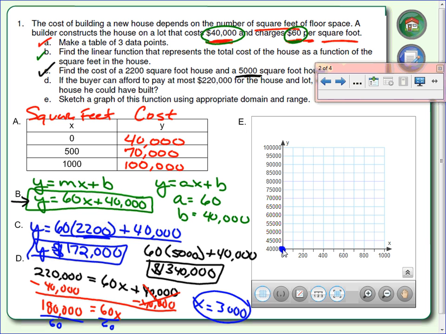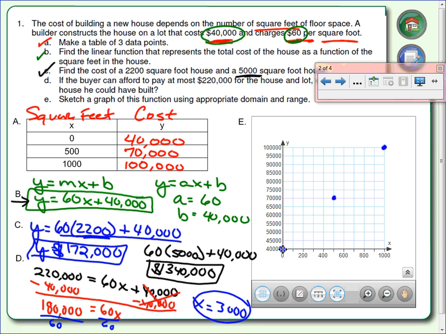The next ordered pair I have is (500, 70,000). So I'm going to come over here and find the 500 first. Then I'm going to find the 70,000, which is right here. There's the (500, 70,000). And the last ordered pair I had was (1,000, 100,000). So here's my 1,000 at the very end. 100,000 is way up here at the top. So there's that last ordered pair. These are the 3 points that we put in our table.